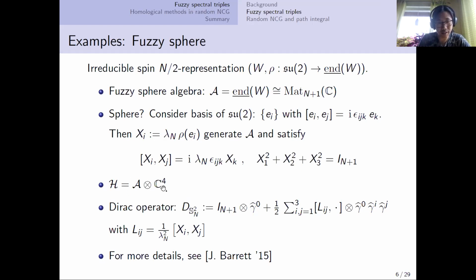And then the Hilbert space is like this. And the Dirac operator takes the following form, where these L_ij are commutators of these x_i and x_j. So if you want more details, I'll just refer to the article by John Barrett.